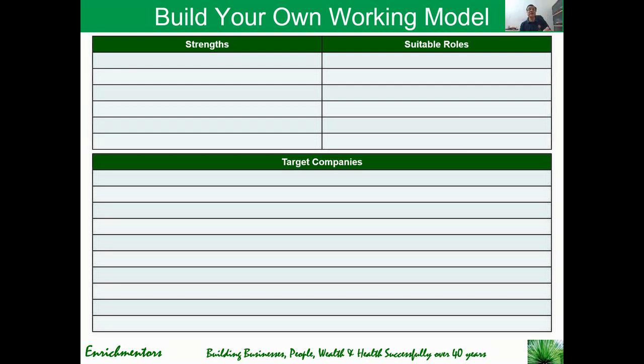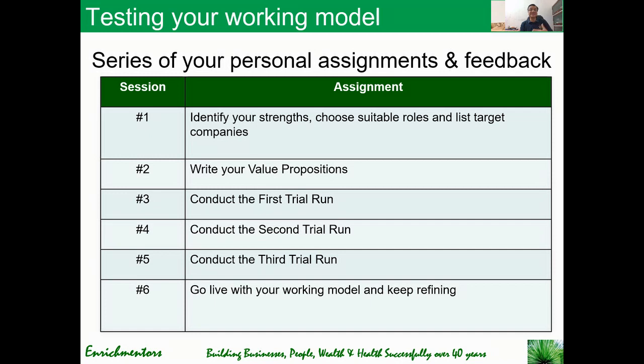So you need to have a column, as you see in your rows, as you see in your slide, a list of 6 strengths, and for each strength, what are the possible suitable roles that you have. And then you need to make a list of 100 plus companies that you will target. So that's your working model. Once you have this working model, you need to test it, and this can come in 6 steps.